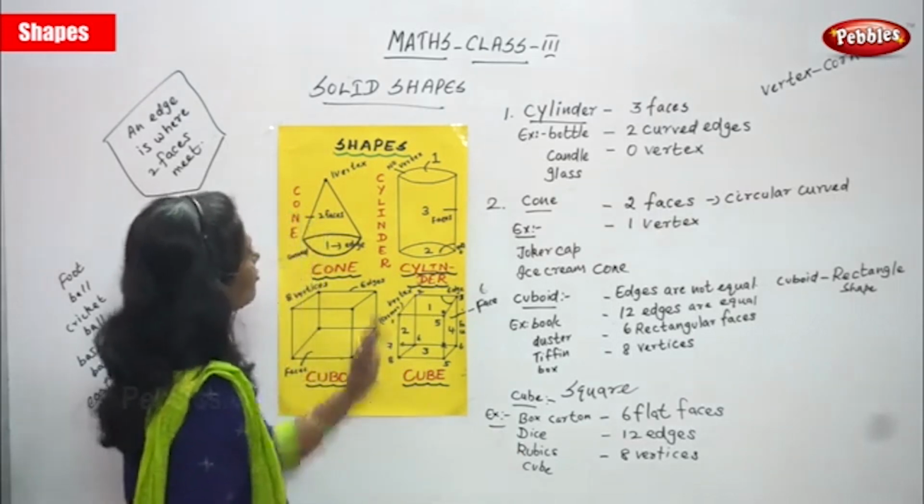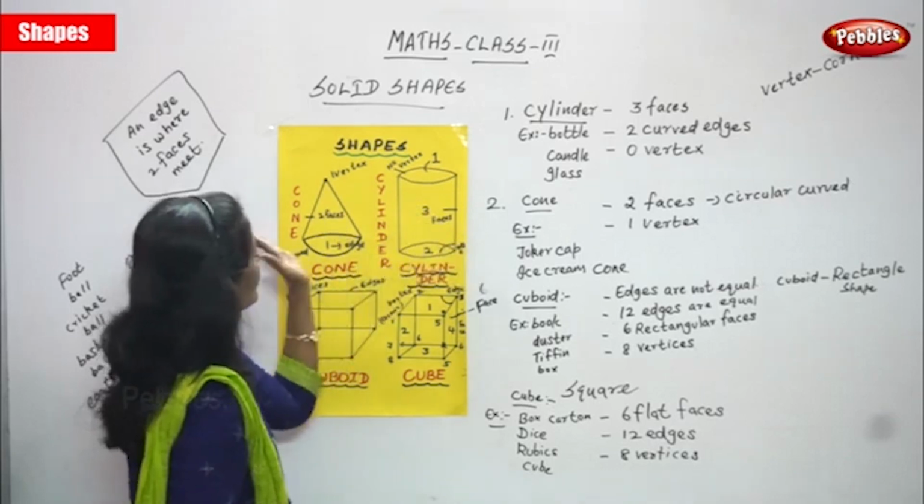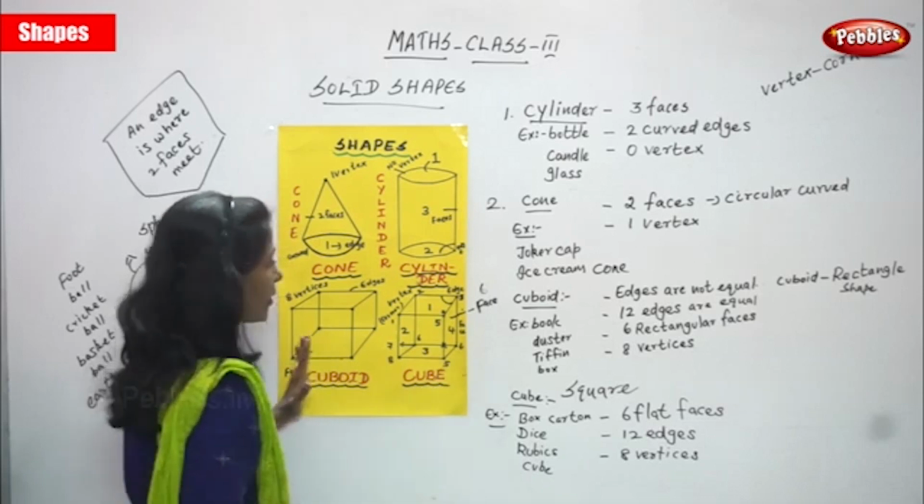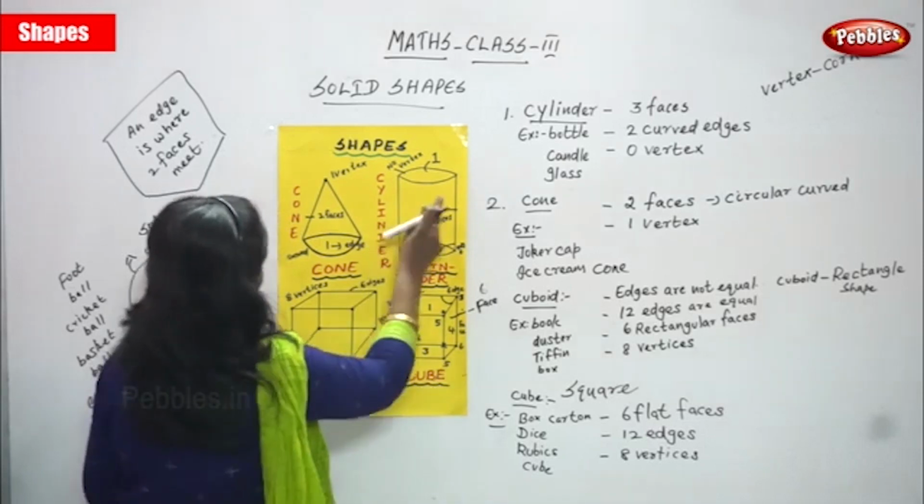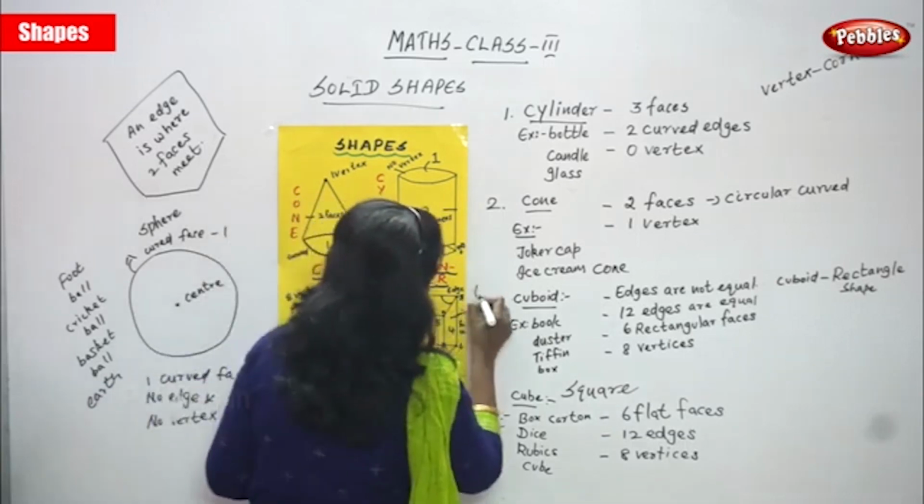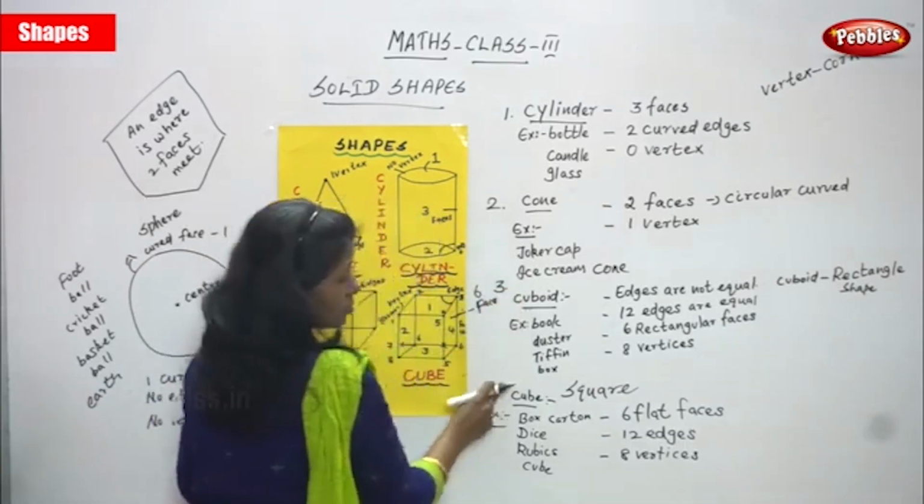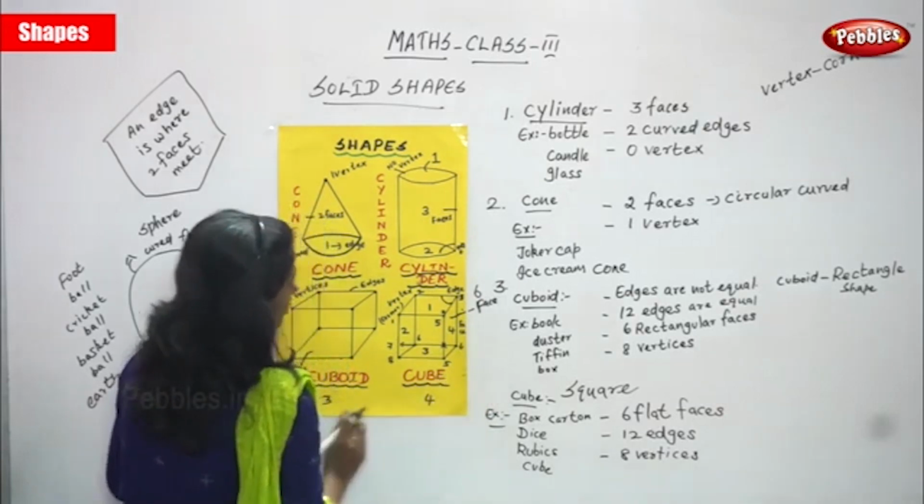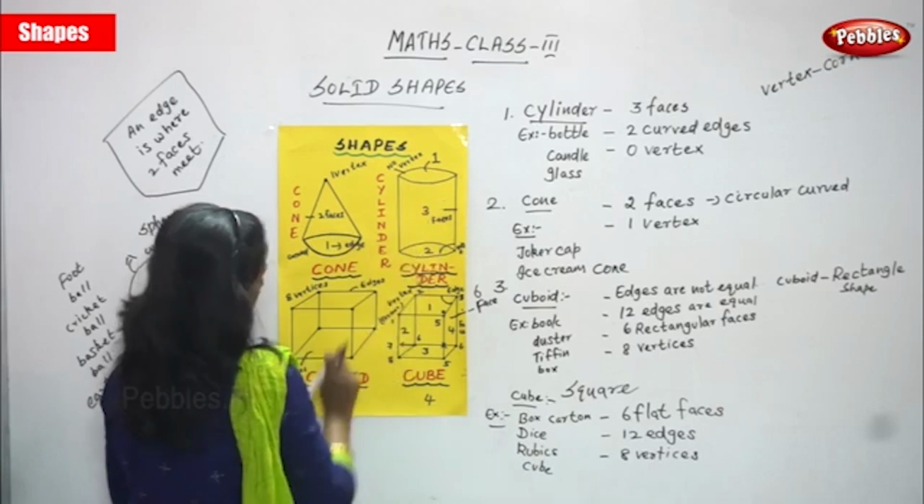So don't confuse. First one is cylinder, second one is cone, third one is a cube, and fourth one is cuboid. This is the first diagram, second diagram, and third diagram. Cuboid, this is the third diagram, don't forget, and cube is the fourth diagram. This is 1, 2, 3, 4.